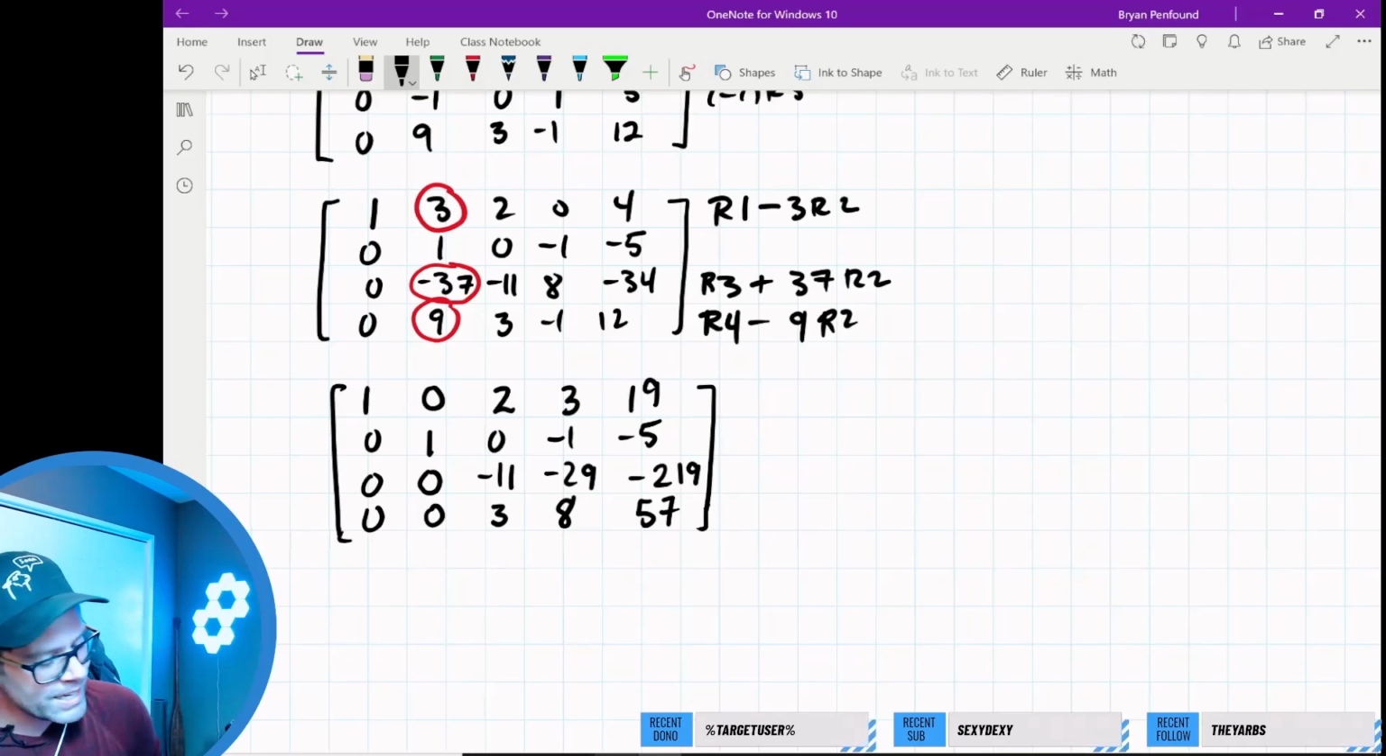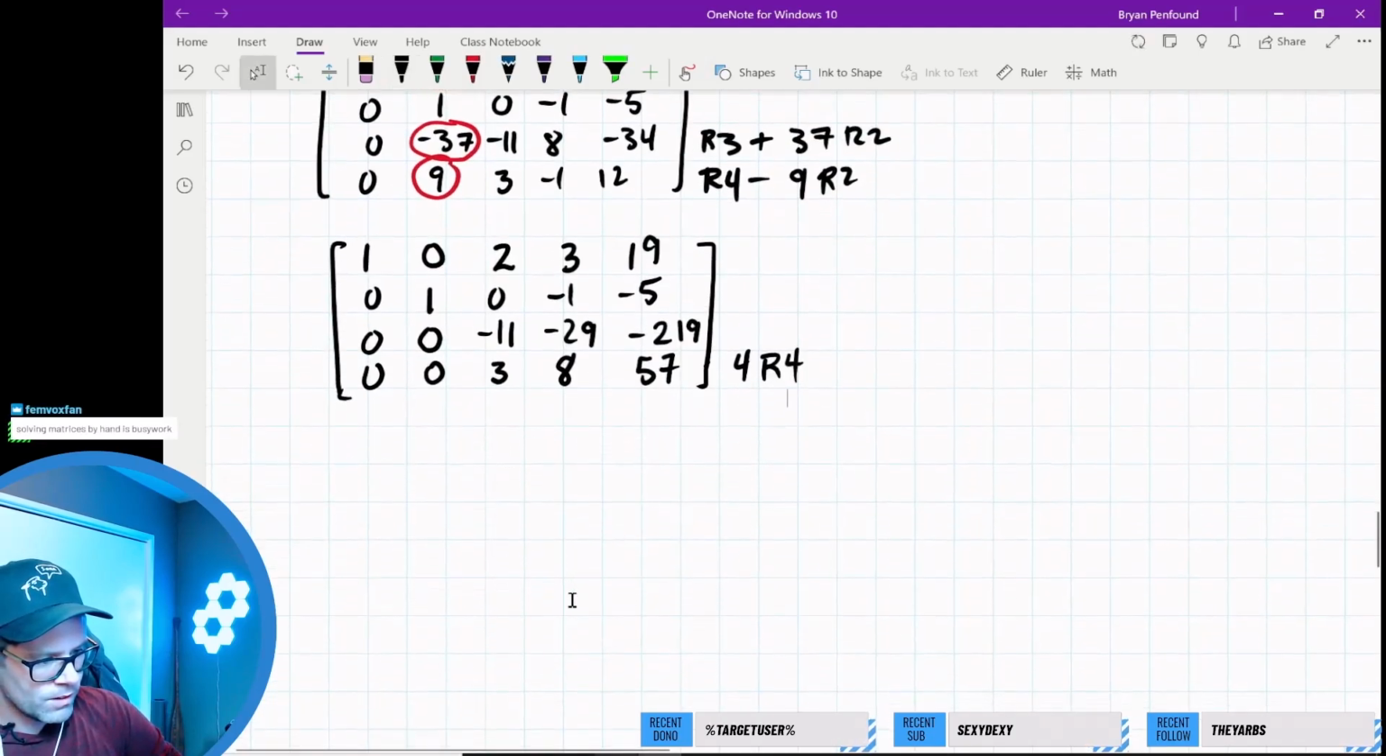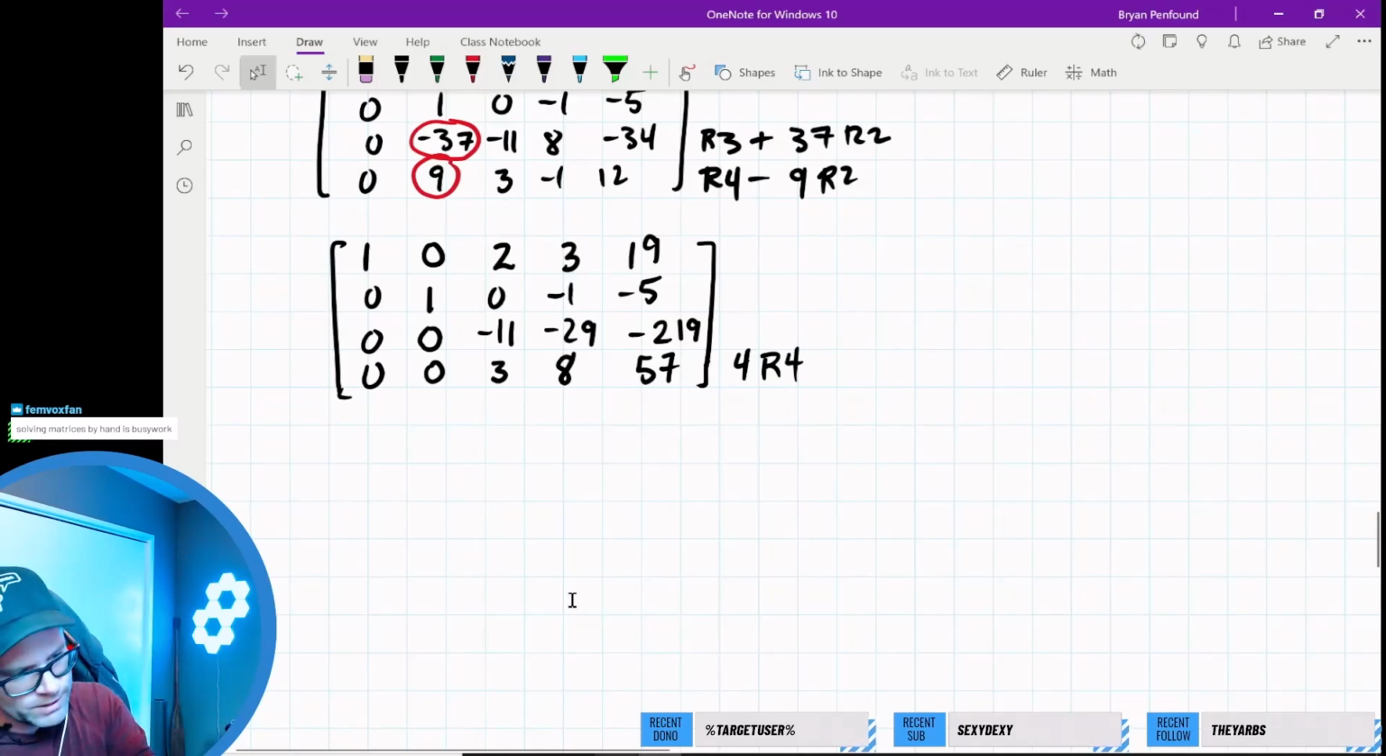We can be sneaky here again, though. I could multiply this one by 4 to get a 12 and then add the -11 to it. Whoo-wee! So we can prevent fractions still.